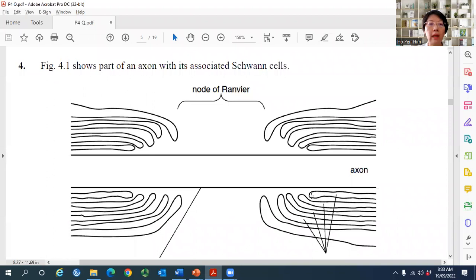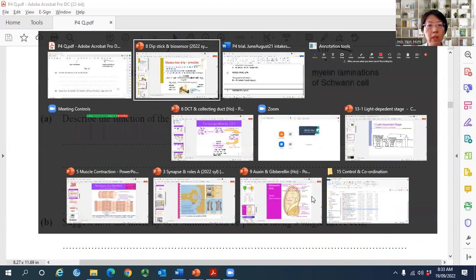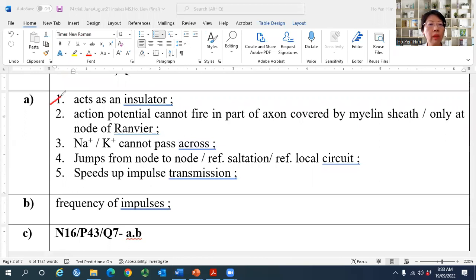Number 4. So this is what? Neurons. A, describe the function of myelin sheath. Most students get this correct. So let's look at the answer. Myelin sheath acts as an insulator. Still, some students don't get the marks, even though it looks like the answer is correct. So let's see what you need to write to score.